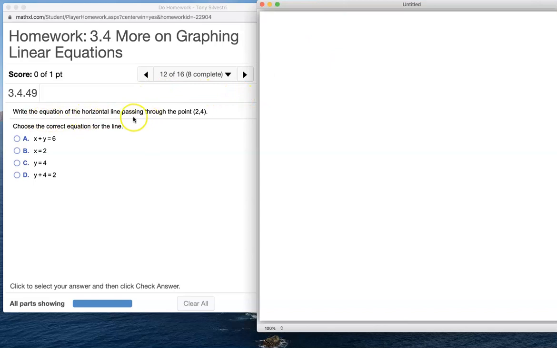Write the equation of a horizontal line passing through this point. A horizontal line is always a y equals. Remember from that video? A horizontal line is always a y equals equation. Y equals a number. Just put that down in your notes. Horizontal means y equals. If it goes through this point, we just pick the y value of that point, which is 4, and there you go. Y equals 4.